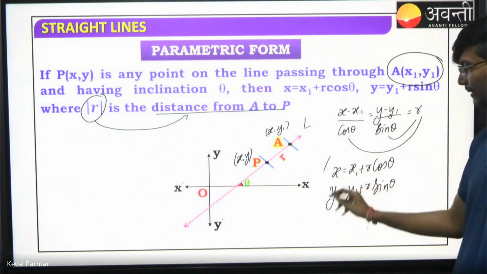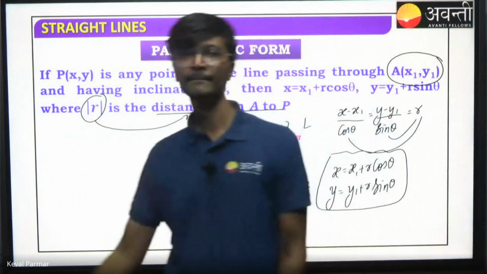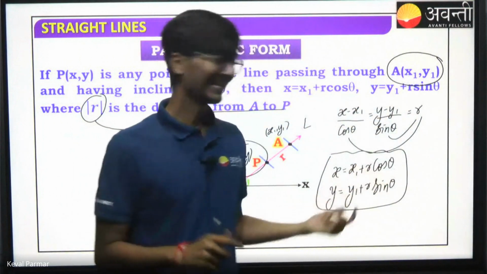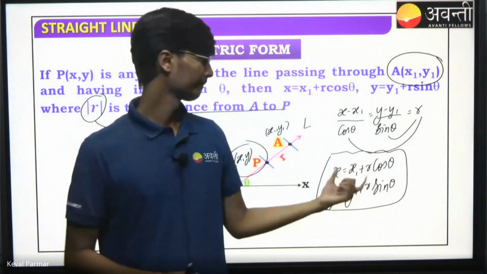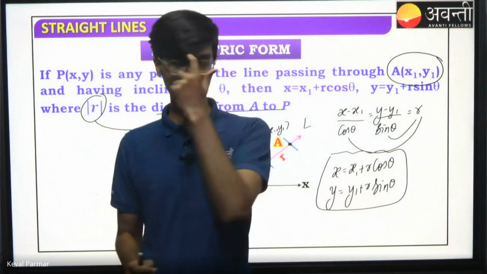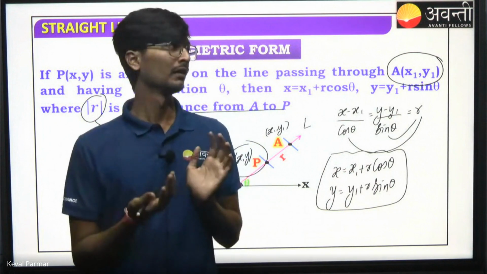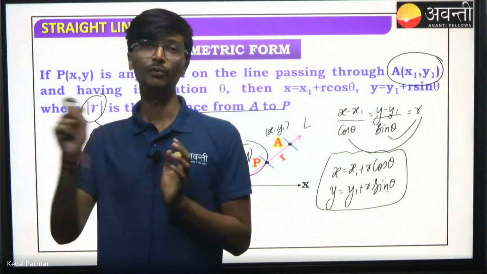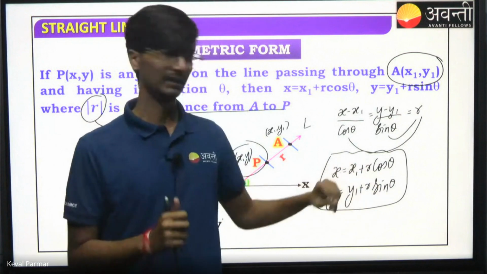Now let me remind you, x and y were the coordinates of point P. That means now I can write the point P in terms of r and theta, which is x1 plus r cos theta and y1 plus r sin theta. This is nothing but, if you remember, the change of origin or shift of origin. This looks similar to that: new coordinate equals old coordinate plus h. I will not go into the details, but just remember.